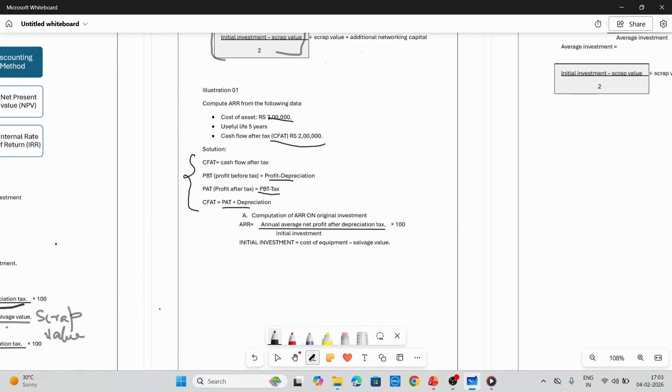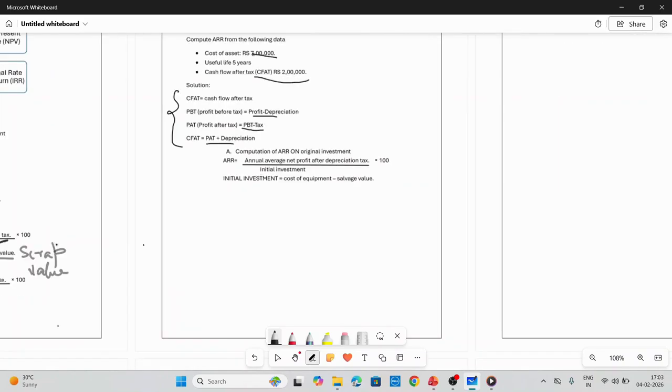Now let's come to the computation part. Let's solve the problem. As we discussed, this is the ARR on original investment formula: annual average net profit after depreciation and tax divided by initial investment into 100. To calculate initial investment, it is cost of equipment, machinery cost, minus salvage value, meaning scrap value. Now let's start with the calculation.